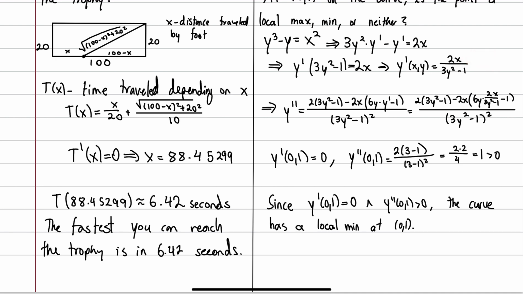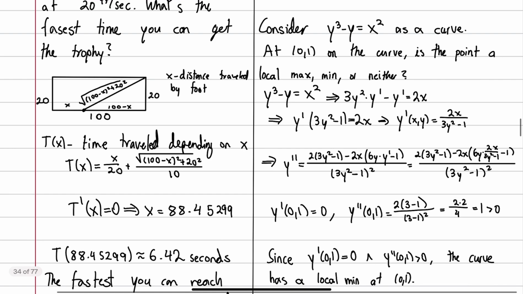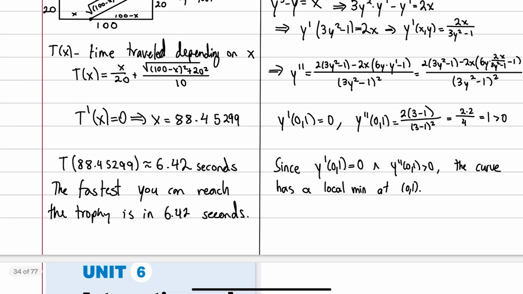Remember, that's our candidate for local extremum. We don't have anywhere where it's undefined except for when 3y squared is equal to 1 or y squared is equal to 1/3, but we're not considering that because that doesn't work. You can check that. Sorry, so he gave us a point, so we're checking specifically at that point. It is 0.